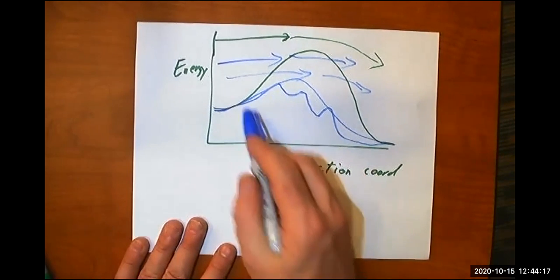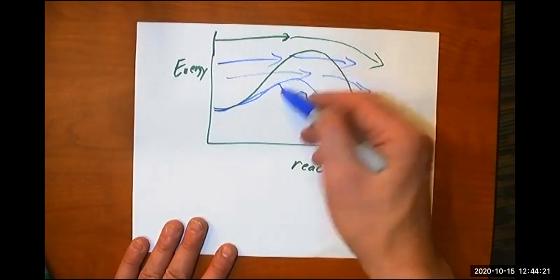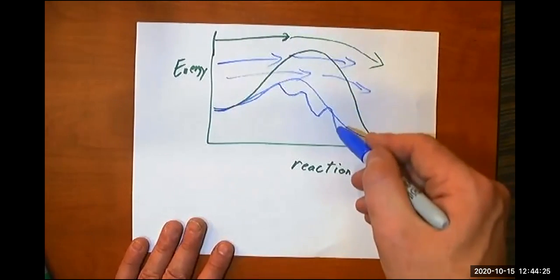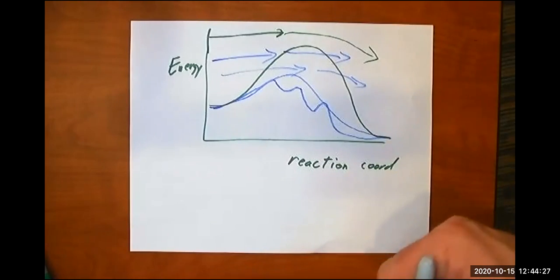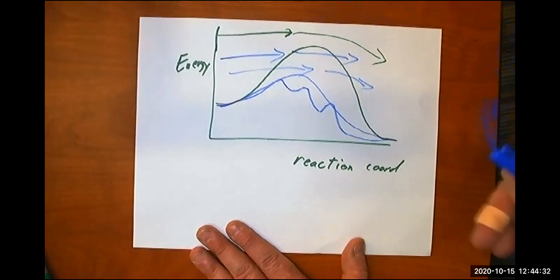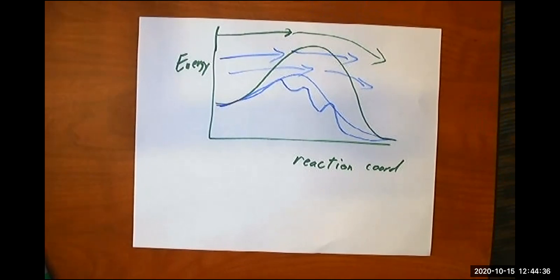is that in this alternate pathway, the biggest barrier that you have to get over is lower than the biggest barrier you have without the catalyst present. And so because of that, a larger fraction of the molecules at a given temperature have enough energy to get over the activation barrier. And that aspect is why a catalyst speeds up the reaction. It's because more of the collisions, quote unquote, are successful.